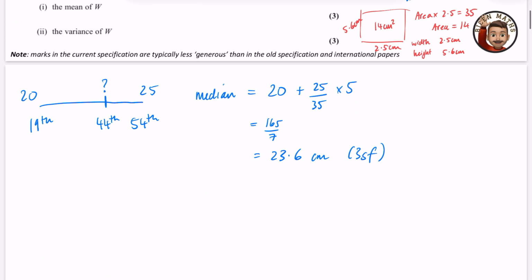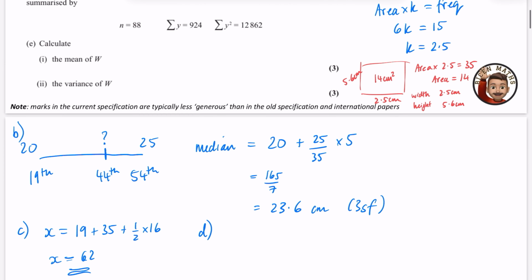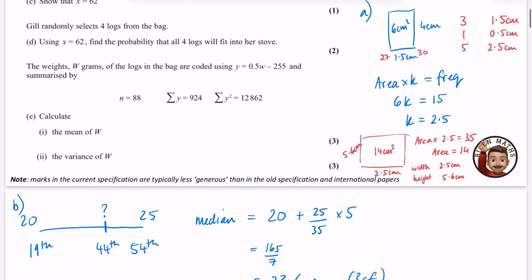So for part C of the question, that was B, right? For part C, X will be the 19, the 35 plus a half of that 16 group. So it's 19 plus 35 plus 8, and we do get that X is 62, and that's definitely enough information for us to show this. And then for part D of the question, it says that Jill randomly selects 4 logs from the bag. Using X equals 62, find the probability that all 4 logs will fit into her stove.